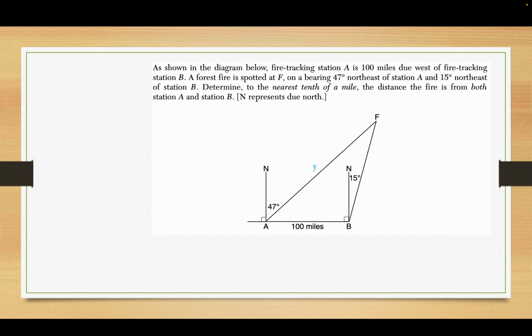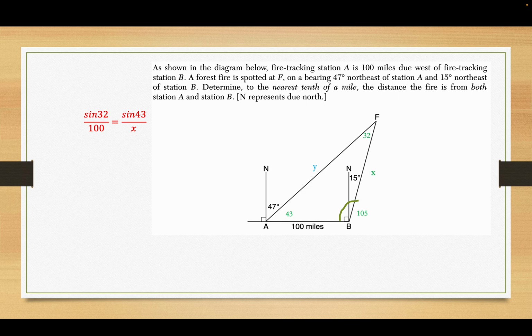Now, that makes this angle 105 degrees and this guy 43 degrees. I'm going to have to find two sides here because it says the distance the fire is from both station A and station B. So that's two things I need to find. The fire is up here, F. So I need to find the Y that goes from station A to F and the X that goes from station B to F. F has to be 32 degrees because the three angles of a triangle add up to 180 degrees.